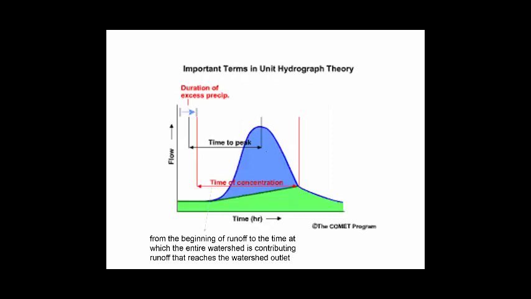One thing that's important is that you have the duration of the storm and you have an excess precipitation and a time to peak, and then a time of concentration, which is from the farthest point from the storm, from the beginning of runoff to the time at which the entire watershed is contributing runoff. Okay?